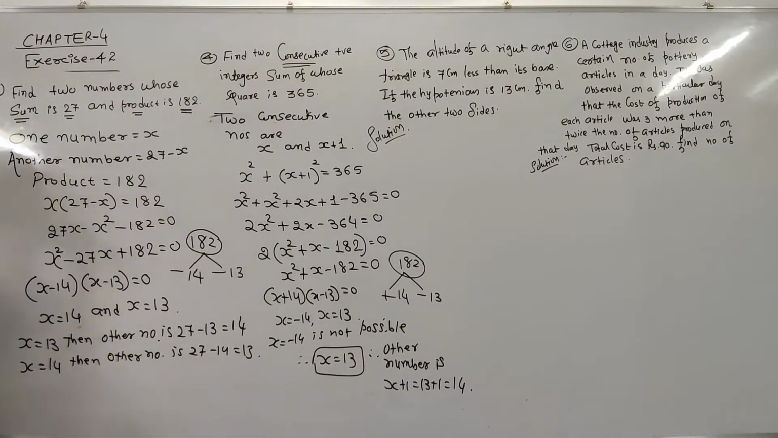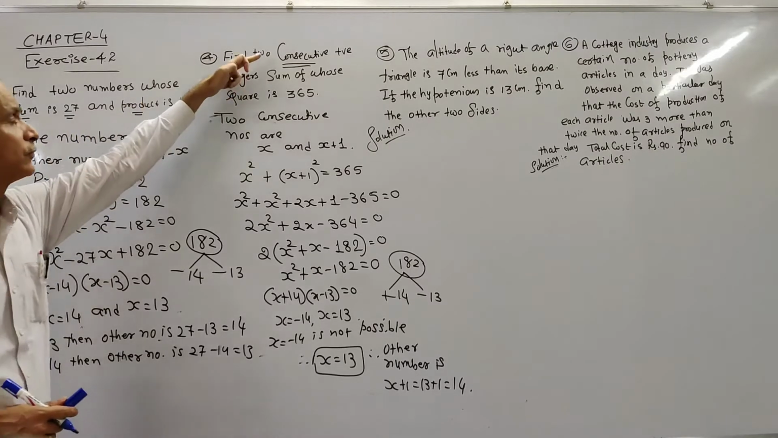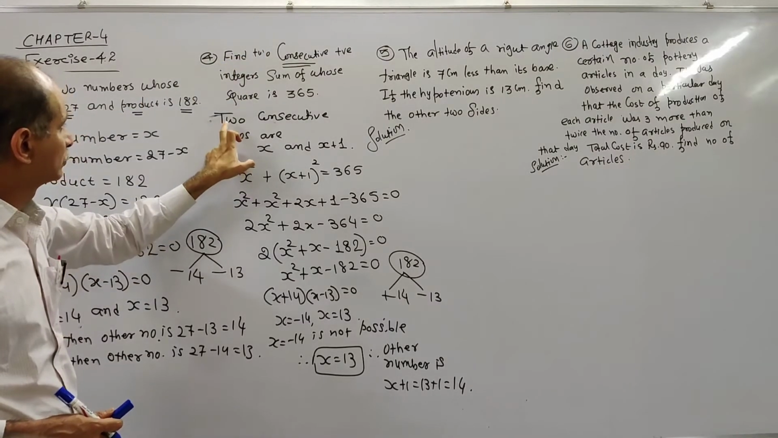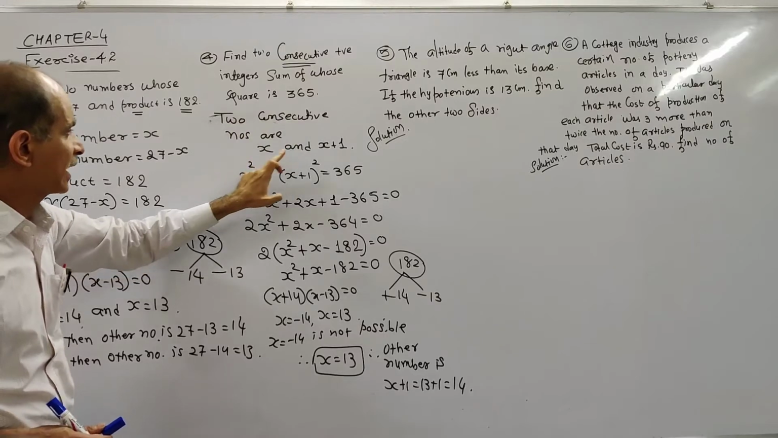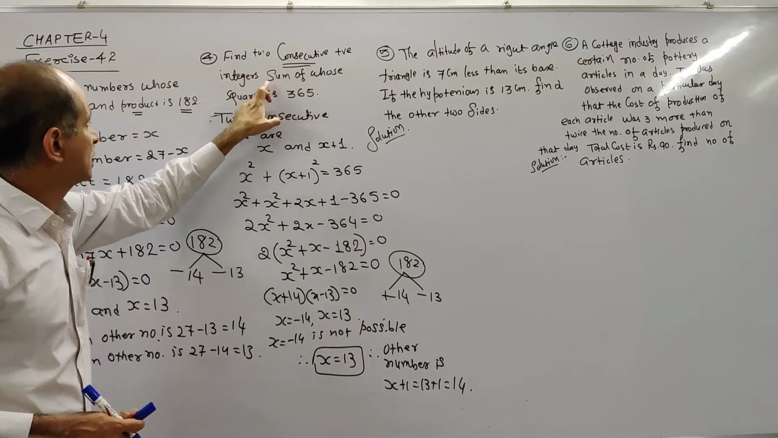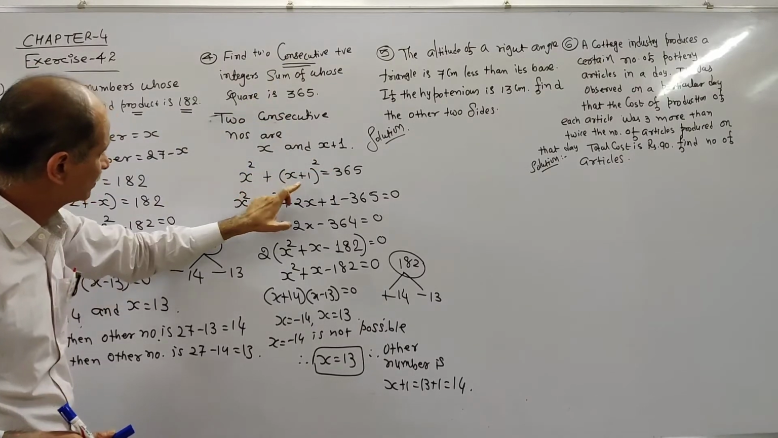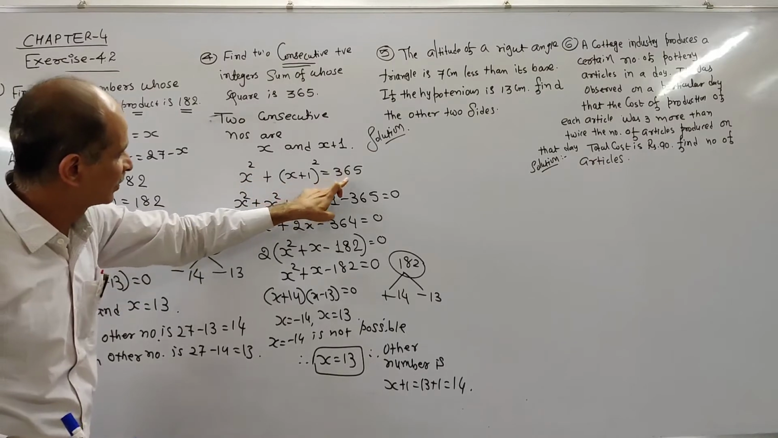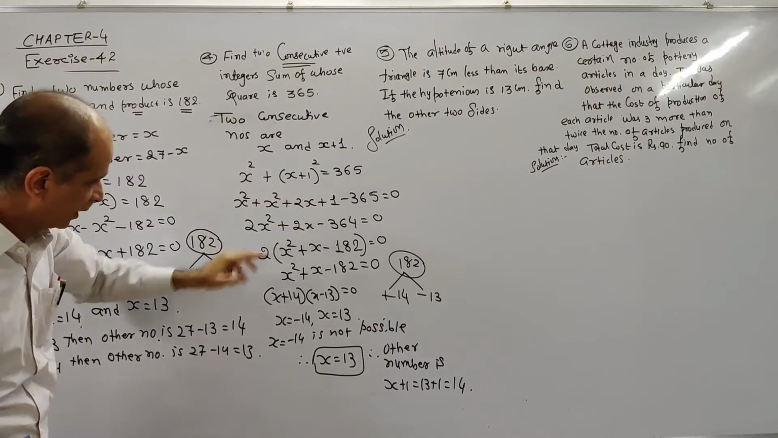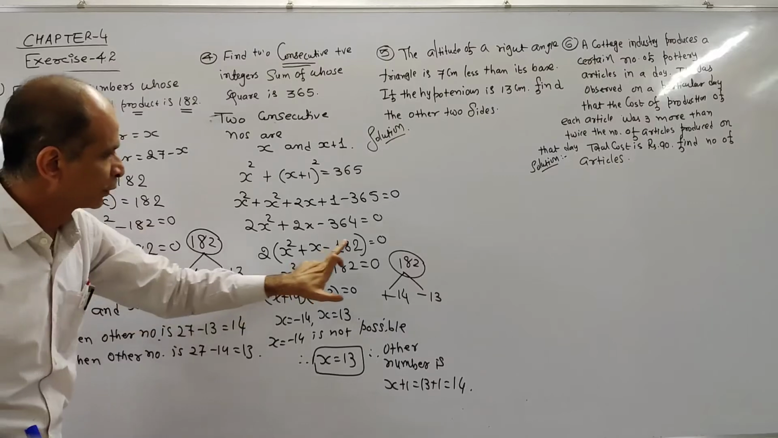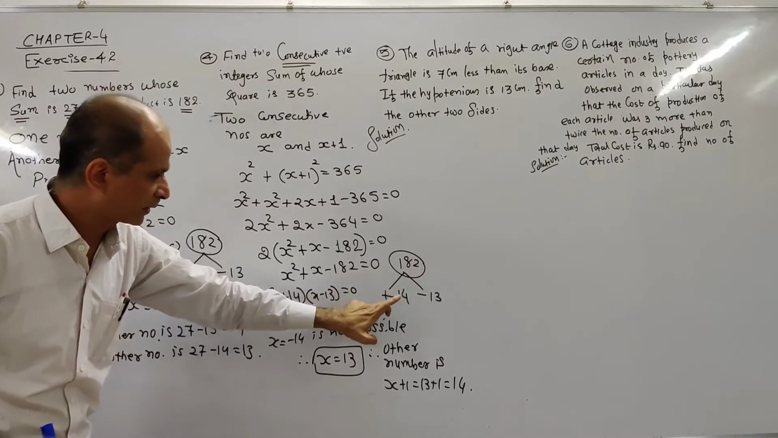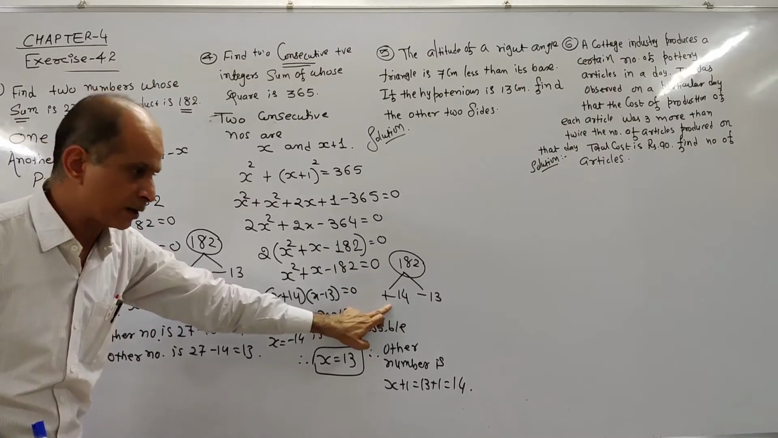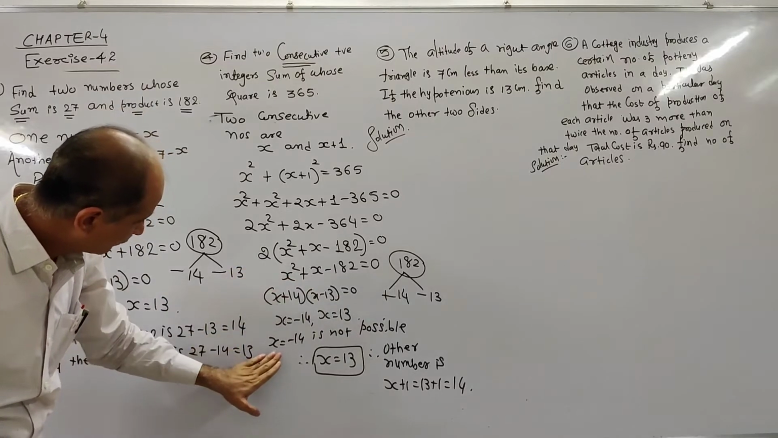Well, so let me revise this. 2 consecutive numbers. So first assume the 2 consecutive numbers are x and x plus 1. The sum of their squares is 365. Simplify. Find out one equation. Use the method of factorization, the method of trinomial, and then find out the value.